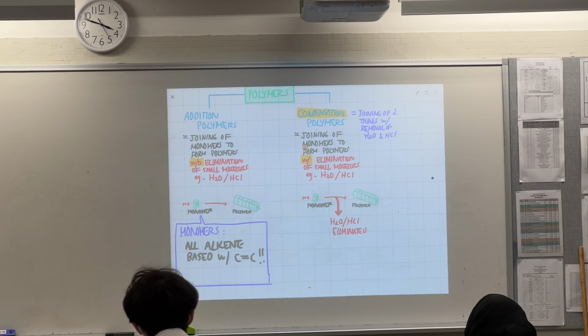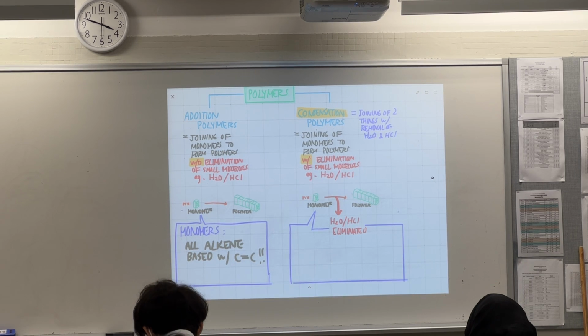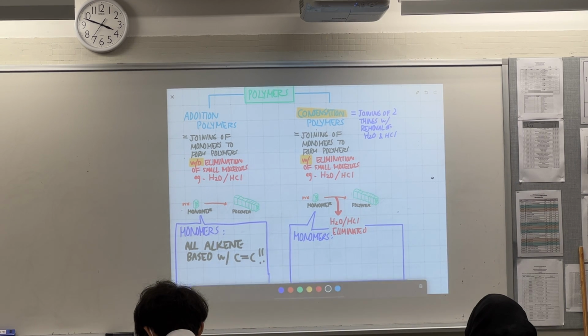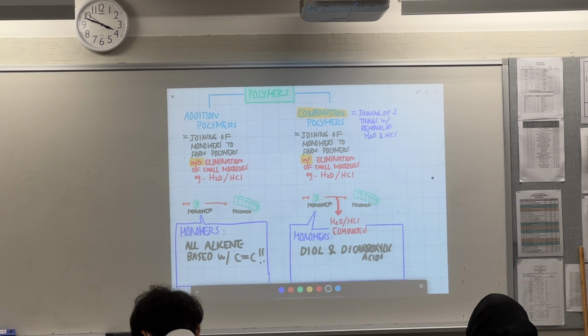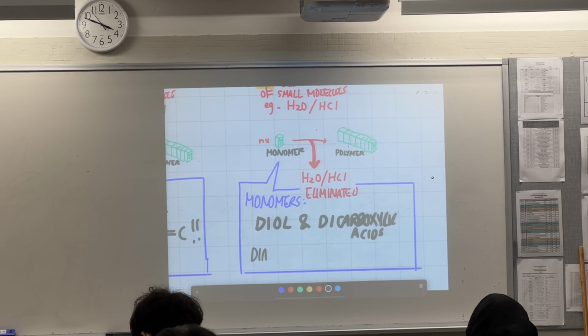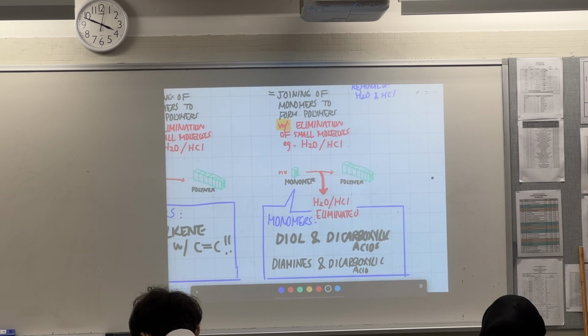And then we have condensation polymer. The monomers of condensation polymerization are often what we call diol. Do you remember diol? Diol means things with two OH groups. They can be diol and dicarboxylic acid, or dicarboxylic acid and diamine. If you know what carboxylic acid means, I'm sure you know what dicarboxylic acid means. They are things with two COOH groups.